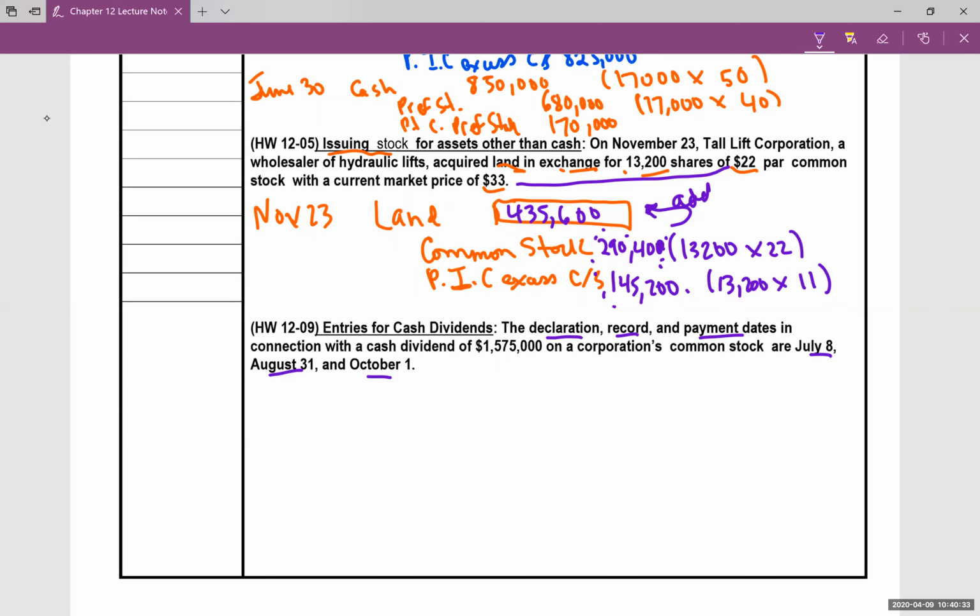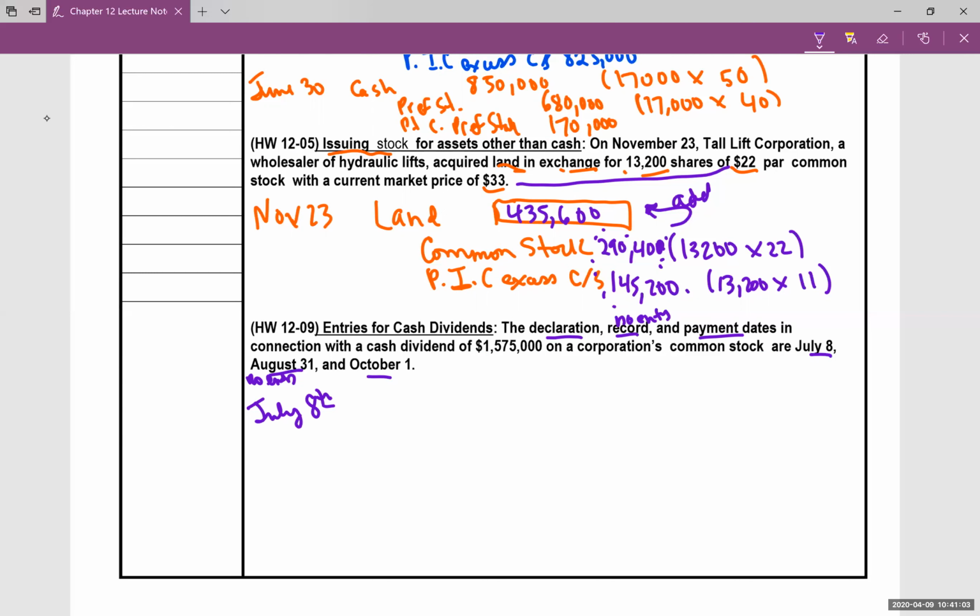Okay, so you need to know that there is no entry on the date of record, which is going to be the August 31st. No entry. So we really only care about journal entries when we declare it and when we pay it. And here is the July 8th date of declaration. The company comes out, they issue a statement, and they say, hey, we're going to pay a cash dividend, and we'll make that payment on such and such date.